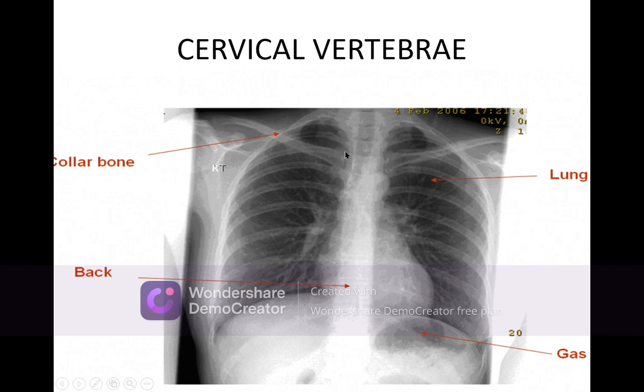Something about the cervical vertebrae, you see the attachments of this. This is the first rib. It is a complete rib, here is its ending.